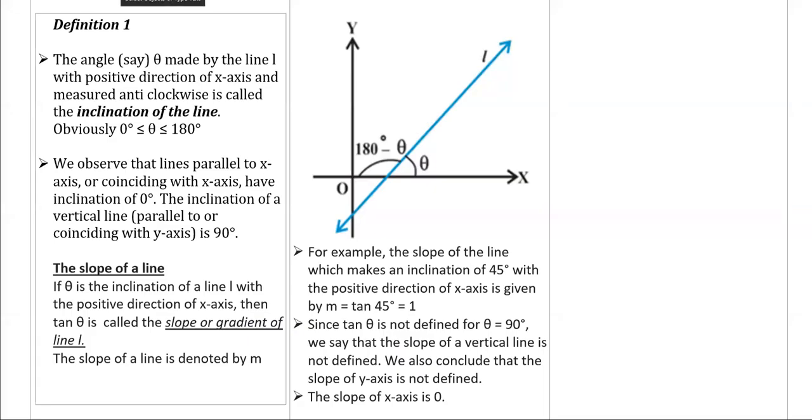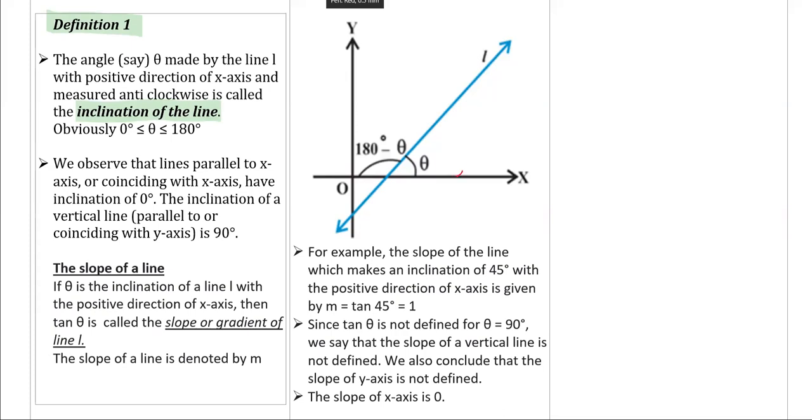In this video, we are going to do questions related to straight lines, and the concepts based on this. So this is from the chapter Straight Line, class 11. The first definition is about the inclination of a line. You should know what an inclination of a line is.